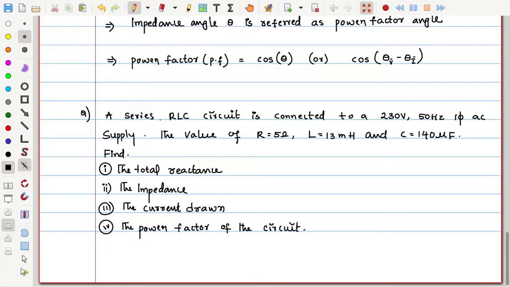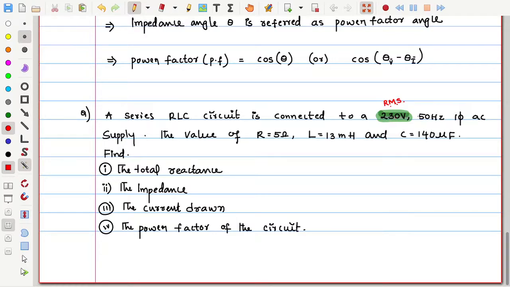A series RLC circuit is connected to a 230 volts 50 hertz single phase supply. See here, what is given is voltage. Remember carefully that whenever voltage is given, the given voltage is treated as an RMS value. Remember this point. They will not specifically say that this is the RMS value; treat it as the magnitude of the given voltage.